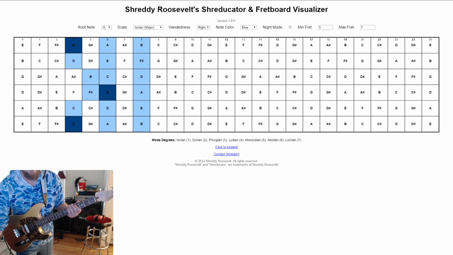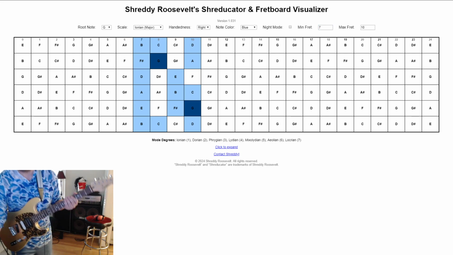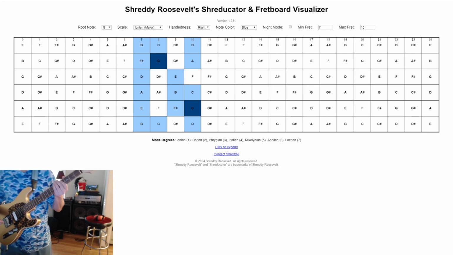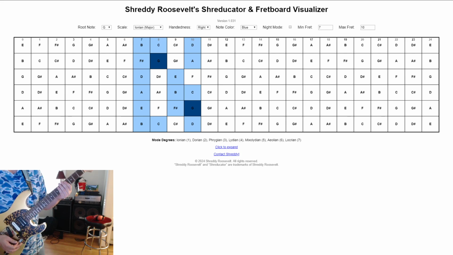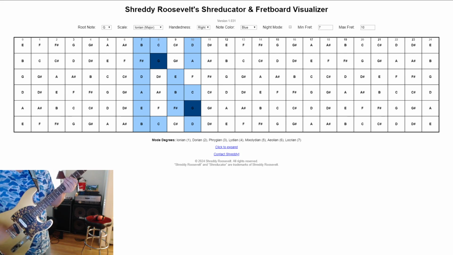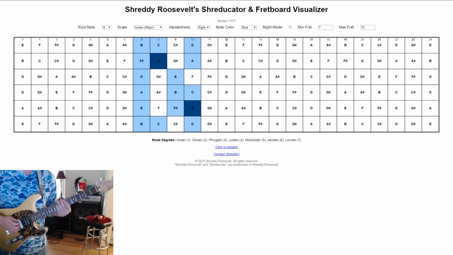So go back to interact. I'm going to go to the 7th position. Now, this looks a little confusing at first because you don't have the root note at the root. It's way down here instead of where this pattern starts.